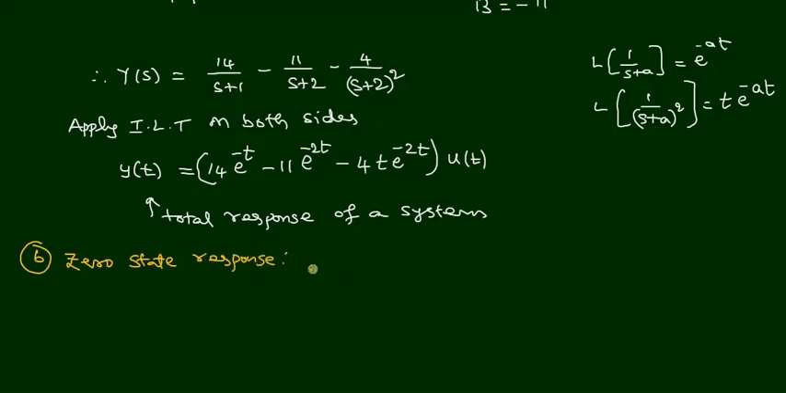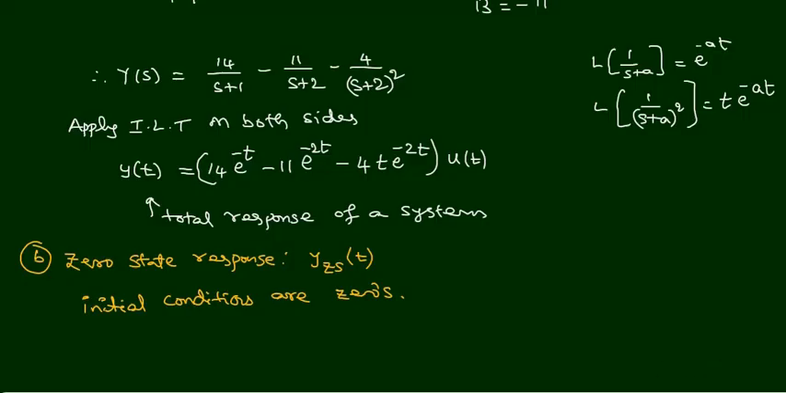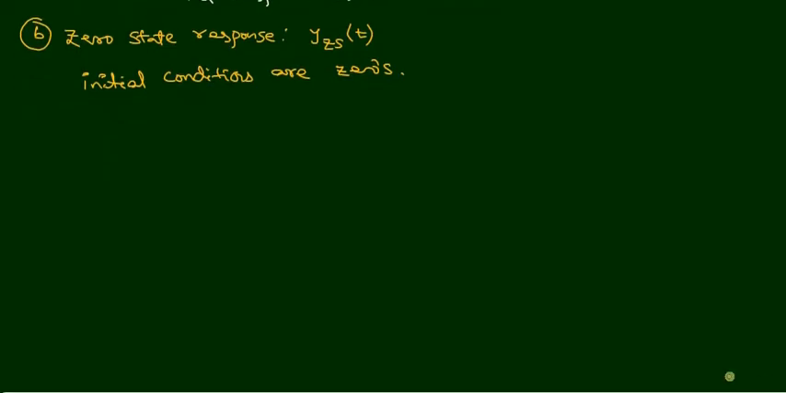While finding the zero state response, we name it y_ZS(t). So we need to find the zero state response. In the zero state response, we assume all initial conditions are zeros, or we neglect the initial conditions. Because the zero state response indicates the response of a system when it is in resting position.